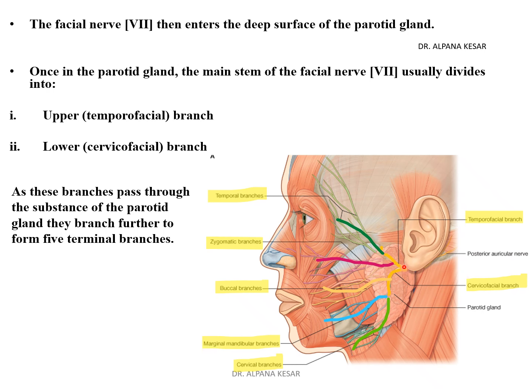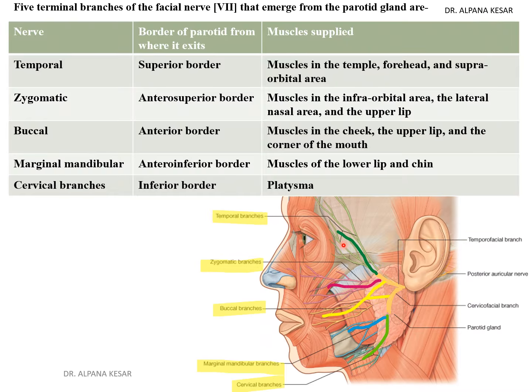Within the parotid gland, the facial nerve divides into two, that is, the upper temporofacial branch and the lower cervicofacial branch. These two branches further divide into five terminal branches of the facial nerve, and they are temporal, zygomatic, buccal, marginal mandibular, and cervical. These branches of the facial nerve then exit the parotid gland.